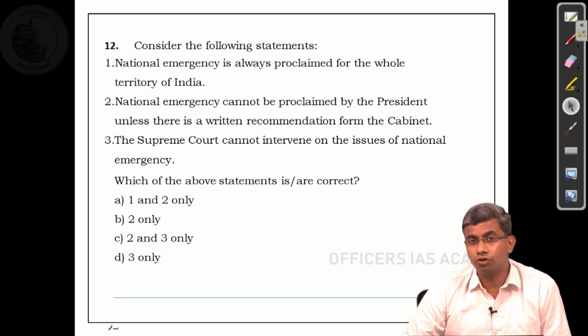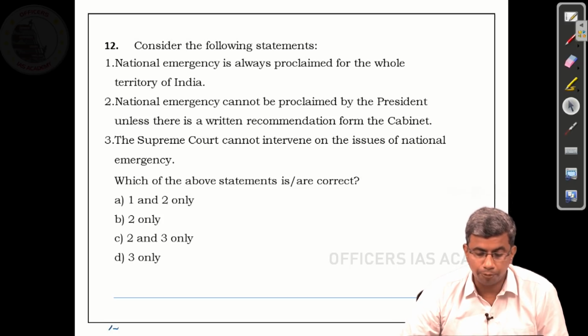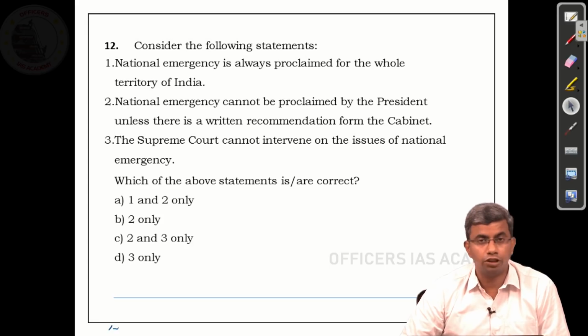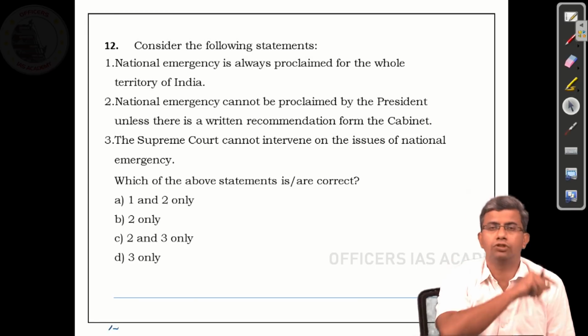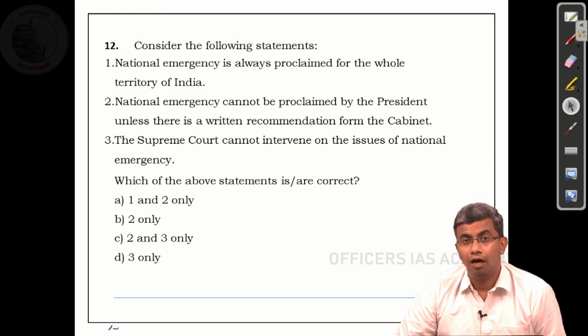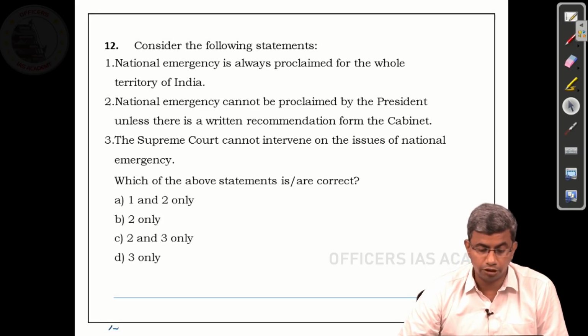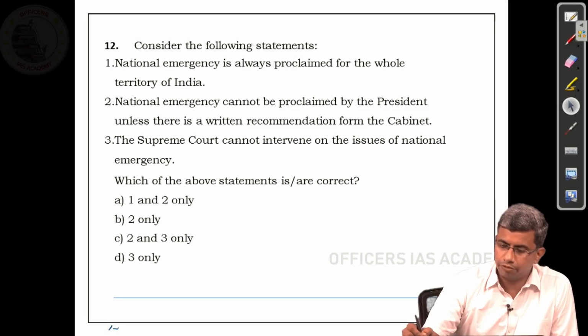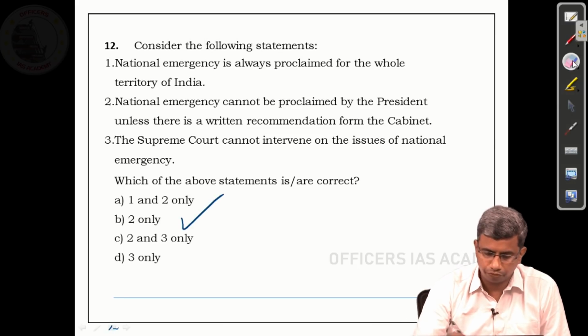The word cabinet is used in the constitution only once, in Article 352, and that is for this recommendation in writing to the president. The Supreme Court cannot intervene on the issues of national emergency. No. This was what was amended in the 42nd Amendment, but it was repealed by the 44th Amendment. The Supreme Court, of course, can see whether there was any malintention, any wrong intention in imposing the emergency. So it is only the second statement which is correct.